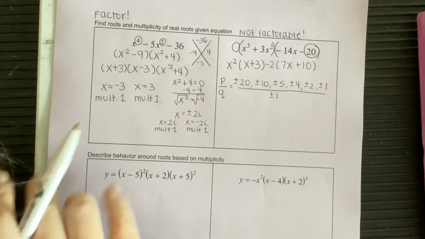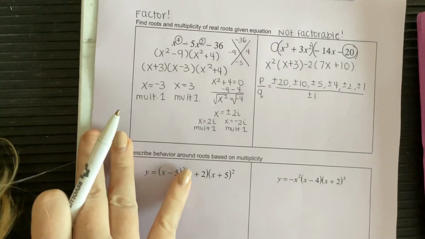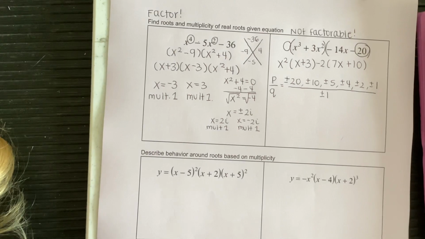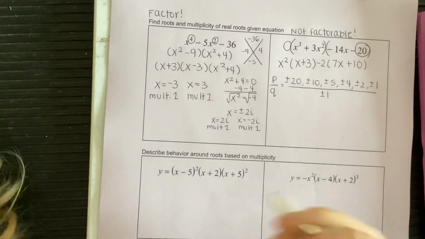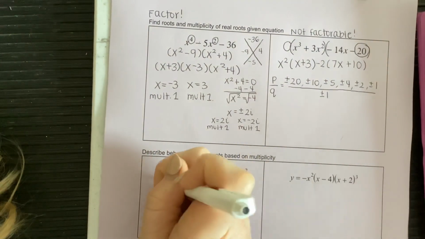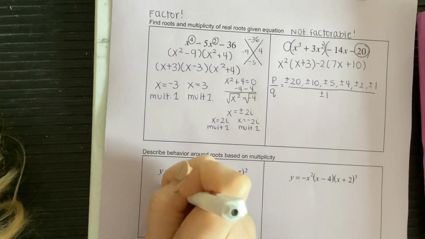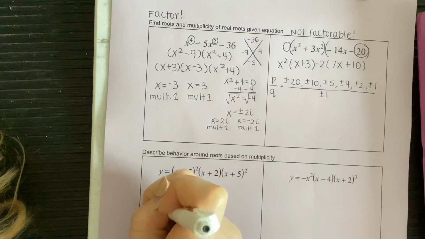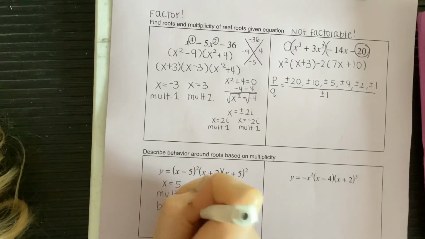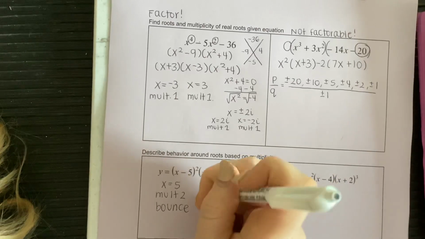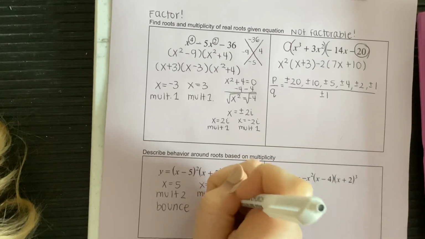Okay, like I said, if you want to practice it, go ahead and practice it. Next one, describe behavior around the roots based on the multiplicity. So this one's setting all these equal to 0, so this is going to give you x equals 5. That has a multiplicity of 2, so that's when you're going to have your bounce. This one is going to be x equals negative 2. That has a multiplicity of 1.